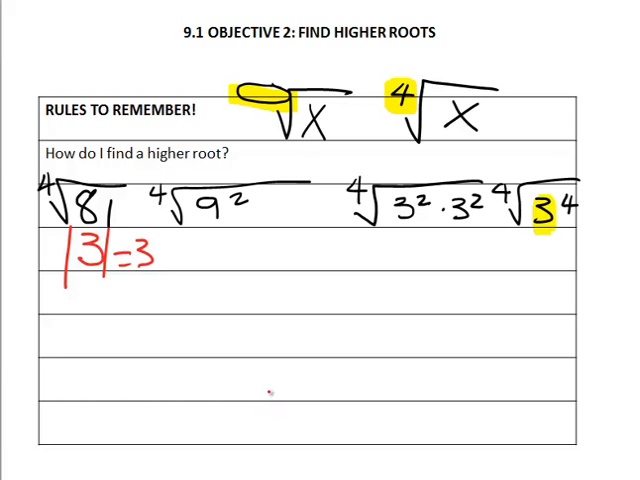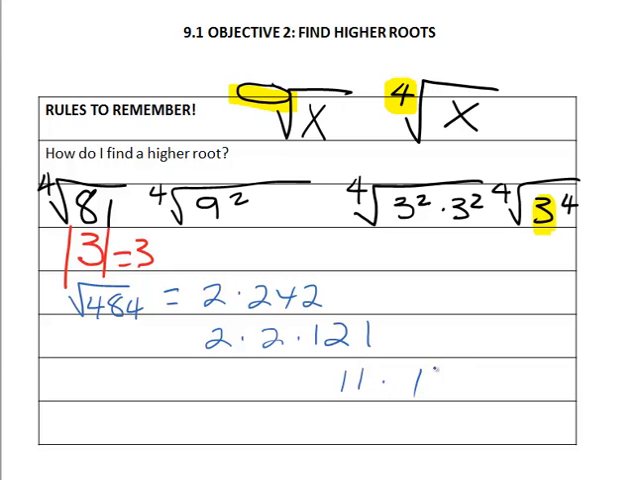What if I have another number and I'm not quite so sure? What if it's even just a square? How would I figure that out? Let's see, what's the square root of 484? Well, again, I might do some factoring and figure out that 484 is 2 times 242, and 242 is 2 times 121, and 121 is 11 times 11.